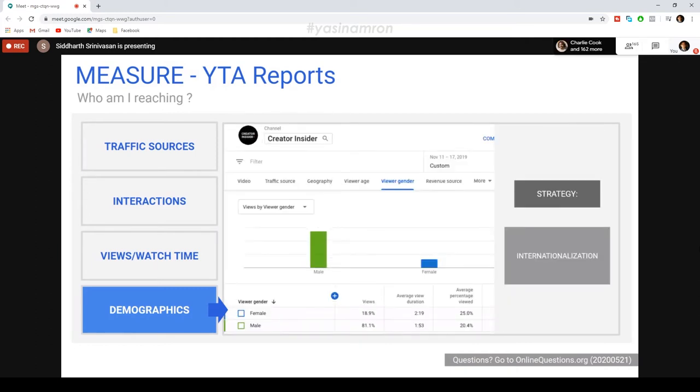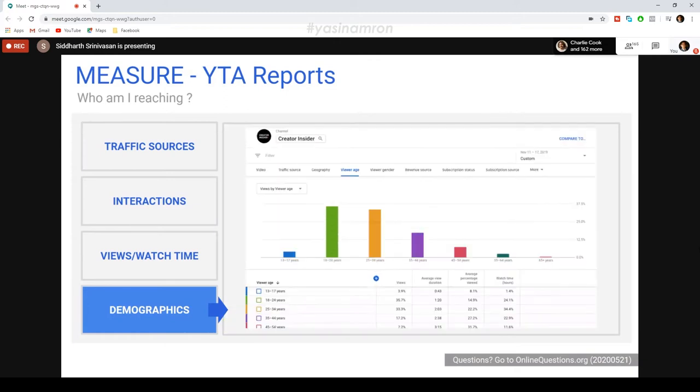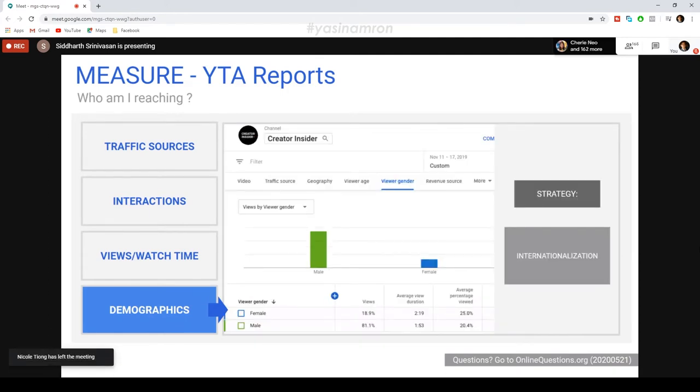Last thing over here is demographics and gender. These sections are quite self-explanatory. You click on these sections, you can see these reports, you can choose the time range, you can understand how these things move or change, and that gives you that picture of what happens with your audience.